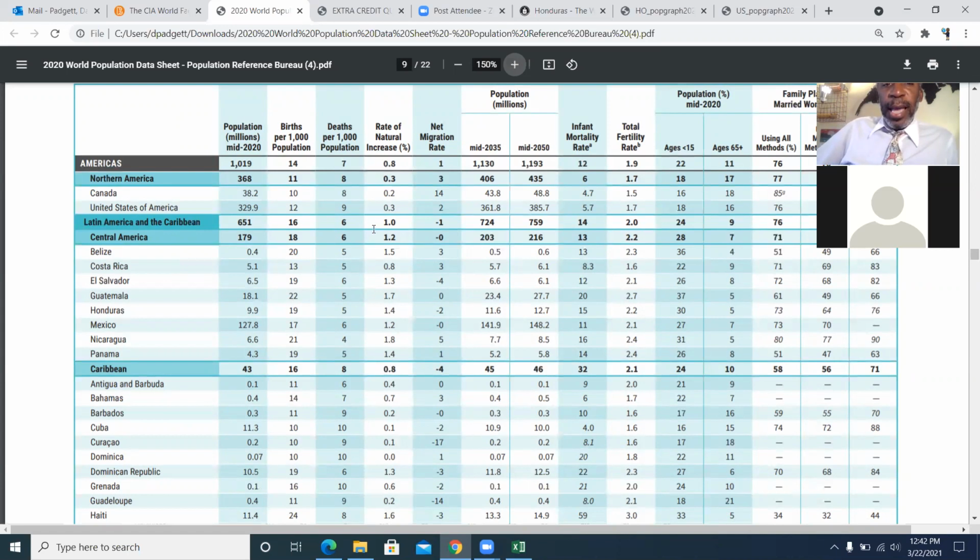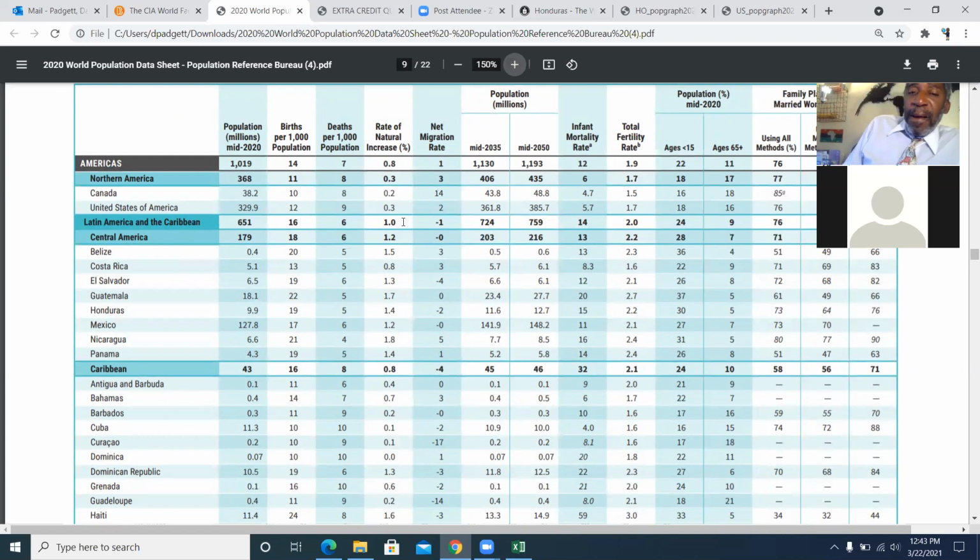If we look at Latin America and the Caribbean in general, we see that that rate of natural increase is 1%, which, if you remember from last week, translates into a 70-year doubling time. That's not a lot of time. 70 years seems like a long time, but really, it's not. If you think about it, they need twice as much water, twice as much medicine or healthcare facilities available, twice as many schools in 70 years.